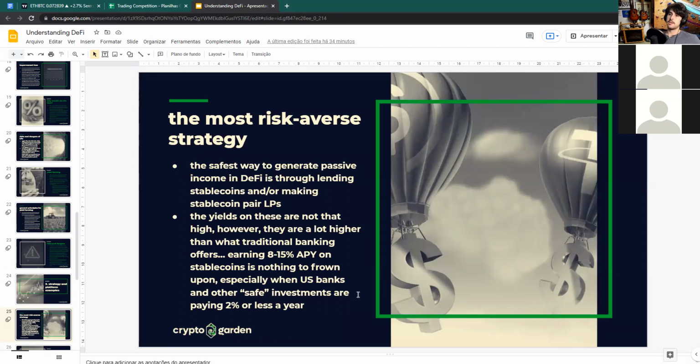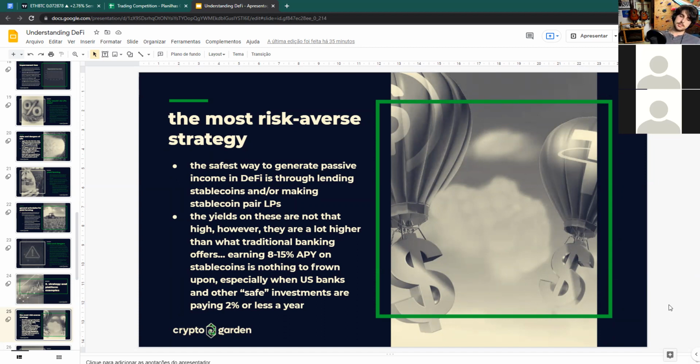But just earning 8 to 15% APY, which is relatively common, is not a low number, especially if you compare it to US banks, which in my little research, I couldn't research a lot, but I found at the most 2% a year, right? And that's really low if you compare it to 8, 15, sometimes even 20, 30%, which is not a crazy amount, but it is money, right? It is a considerable amount, considering that you're not taking basically any risks, right?